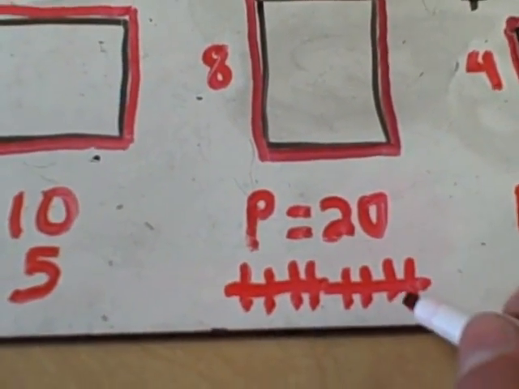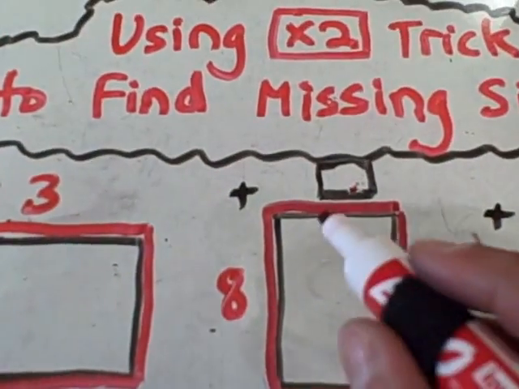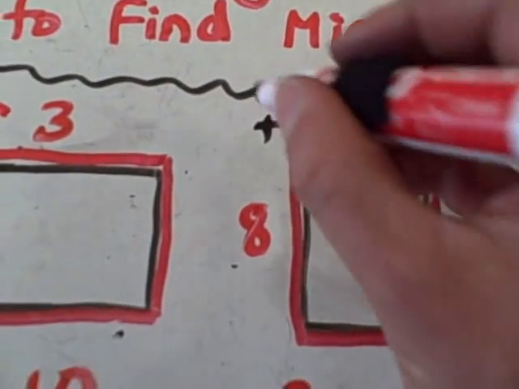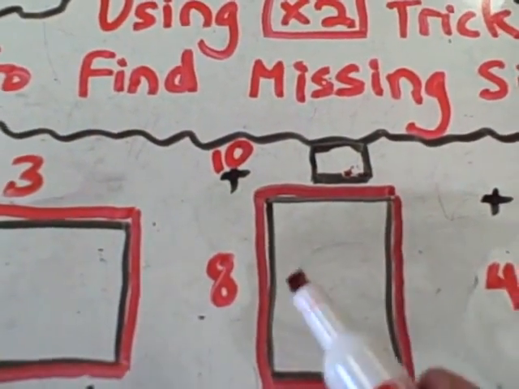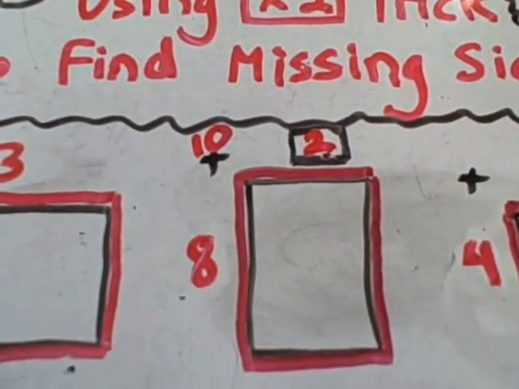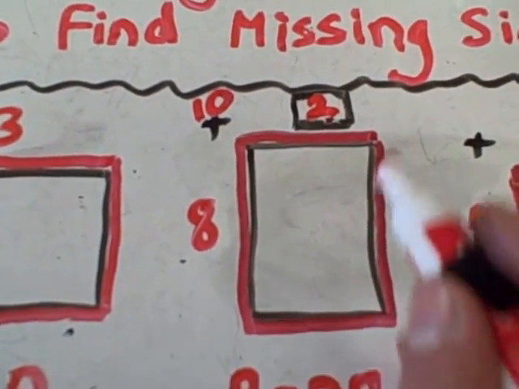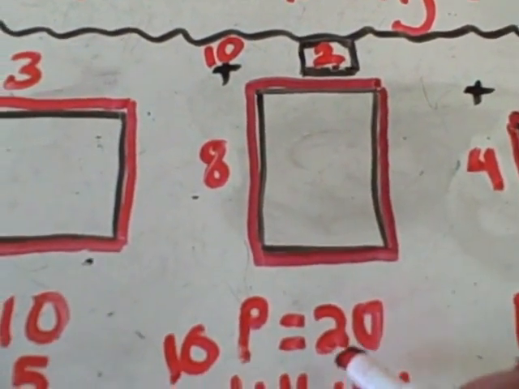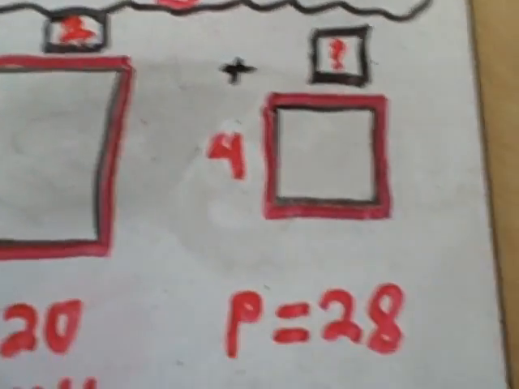How many 2's did I just count? 10. So my answer up here, this plus this, has to equal 10. And I already know this is 8, so what's left over? 2. Check your answer. 8 plus 2 makes 10, and 2 plus 8 makes 10, and 10 plus 10 makes 20. So it works. Let's try the times 2 trick one more time.